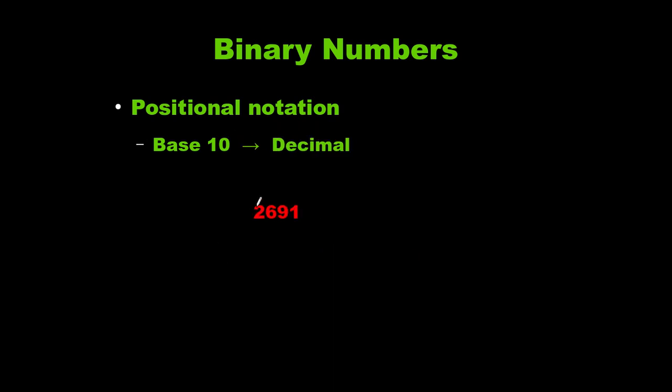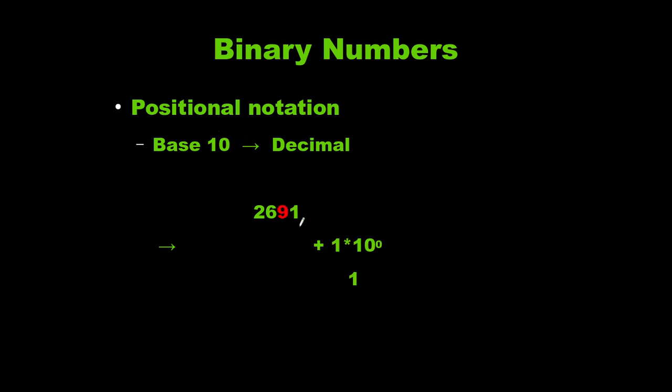I can have here 2691. How can I represent this using positional notation? The 1 equals what? It's position 0. This is 1, this is 2, this is 3. So the 1 equals 10 to the power 0. Why did I use 10? Because I'm using base 10. So 1 multiplied by 10 to the power 0 is what? 10 to the power 0 is 1. 1 multiplied by 1 is 1.